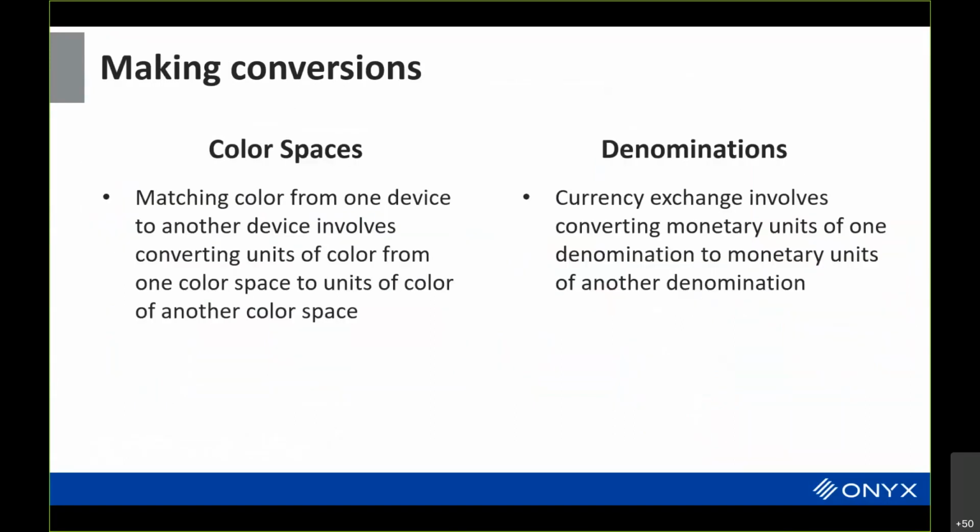Now, when we're talking about making conversions between denominations, that involves converting the monetary units of one denomination into monetary units of another denomination. And when we're talking about color spaces, when we're matching color from one device to another, there we're converting units of color from one color space to units of color of another color space.